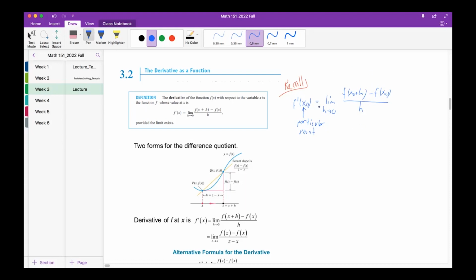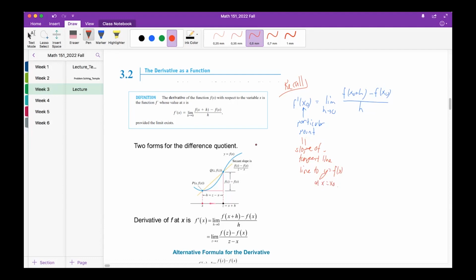And this limit or the first derivative value also has a geometric meaning. It is the same as the slope of the tangent line drawn to your surface at the point x equals x0, right? Slope of the tangent line to y equals f of x at this special point, okay?